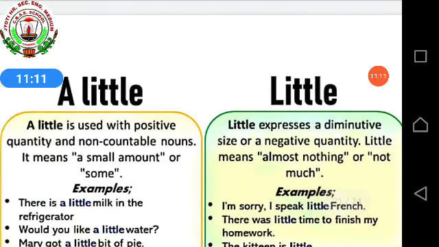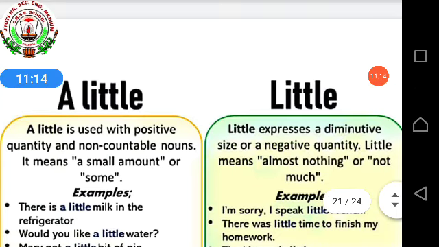Okay. First of all, a little. A little is used with positive quantity and non-countable nouns. So where we are using a little, we are using it with positive sense. That means no, never, not, all this shouldn't come over there. And every time it should be used with non-countable nouns, that means the nouns which we cannot count, like for example milk, water, all this we cannot count.